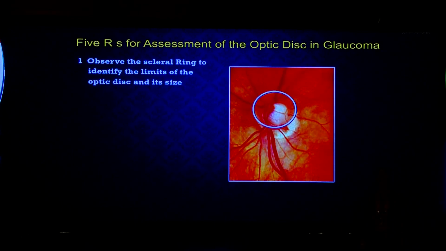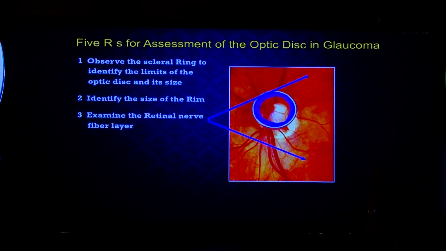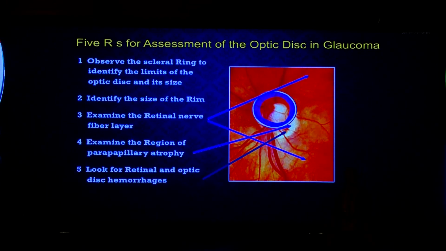observe the scleral ring to identify the limits of the optic disc and its size, identify the size of the rim, examine the retinal nerve fiber layers, examine the region of parapapillary atrophy, and look for retinal and optic disc hemorrhages. I shall go into a little bit of detail on these.